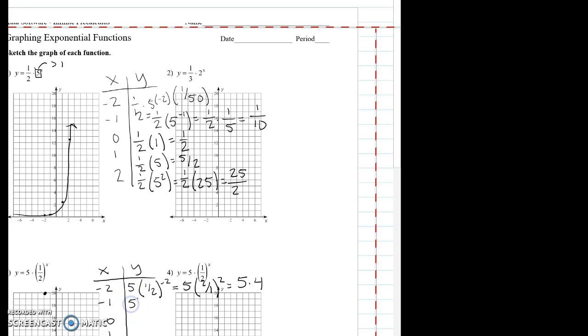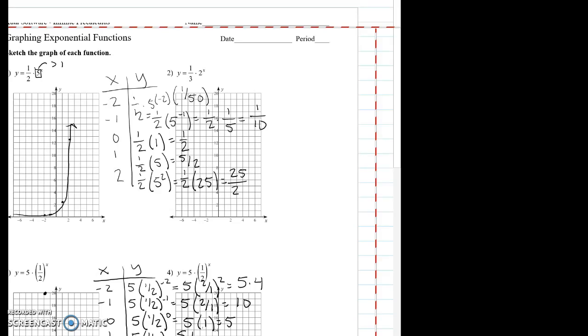Then at -1, I'm going to have 5 times 1/2 to the -1, which is going to flip, so I'm going to have 5 times 2/1. So there's 10, so I'm at -1, 10. Then we're going to plug in an exponent of 0, which is just going to make this 1, so I'm going to have 5 times 1, which is 5. So I'm at 0, 5. Now if we plug in 1, we're going to have 5 times 1/2 to the first power, which is just 5 times 1/2. So I have 1, 5/2, which is 2.5.